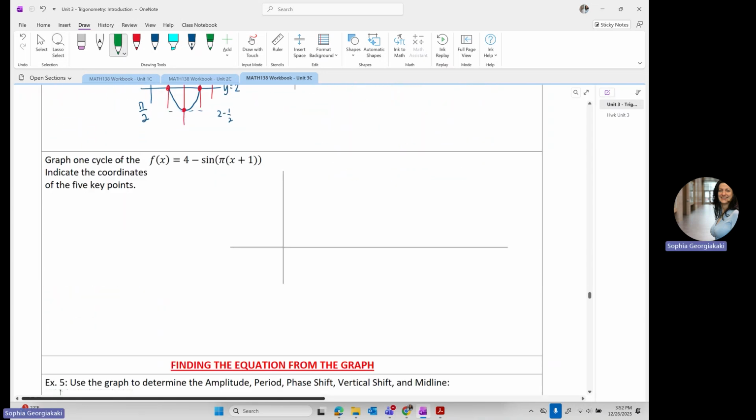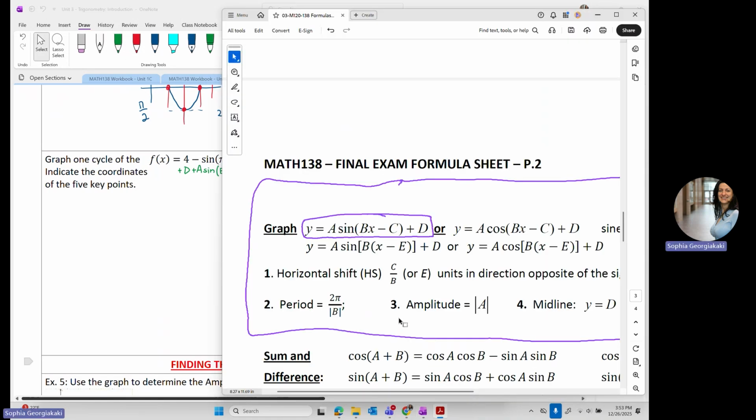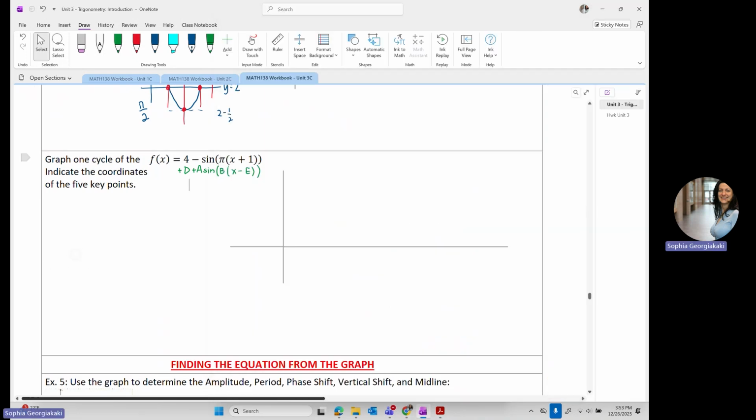Let's do our next one. This is a sine of b times the quantity x minus c, plus d here. So I have identified that this equation looks like this. It is also a sine function. The a is equal to -1. That makes the amplitude equal to 1, but the graph reflected.